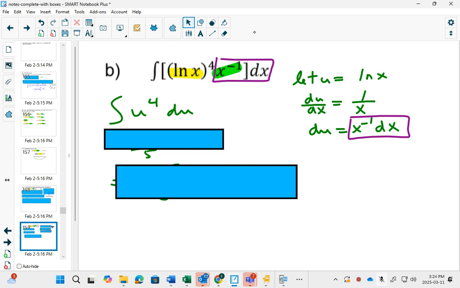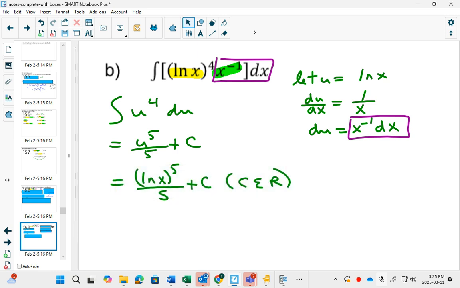But I'm pretty sure when you looked at A and B, you wouldn't say, oh, it's the same question. They don't look at all the same initially. But add 1 to the exponent and divide, substitute back in, and there's our integral. The next two I'm going to get you to try. And then we'll do E together.